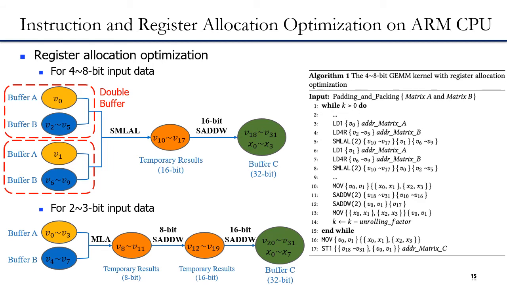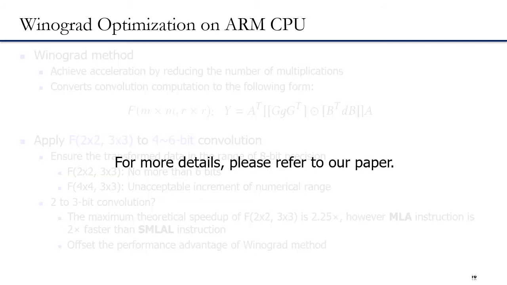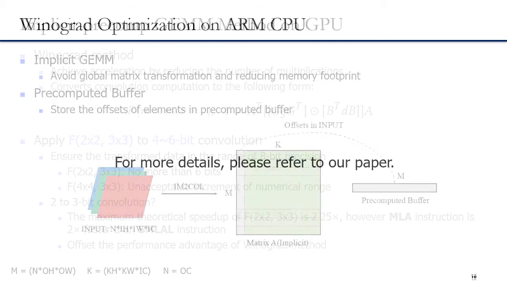the register allocation. We also apply Winograd Optimization to 4 to 6-bit convolution on ARM. Due to the time limit, we don't introduce it now. For more details, please refer to our paper.